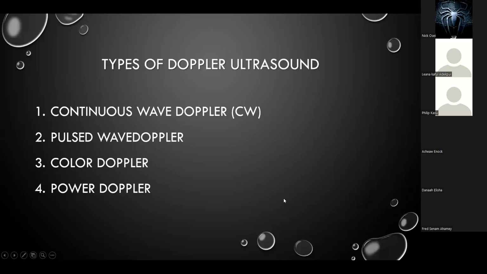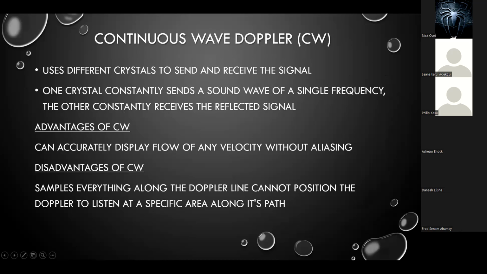Okay, so now we are looking at the types of Doppler ultrasound. There's continuous wave Doppler, pulse wave, color, and power Doppler. The key thing about continuous wave Doppler is that two different crystals will be operating. One group of crystals sends out the ultrasound waves into the body, and another set receives these waves coming back from the body. One is constantly sending, one is constantly receiving.